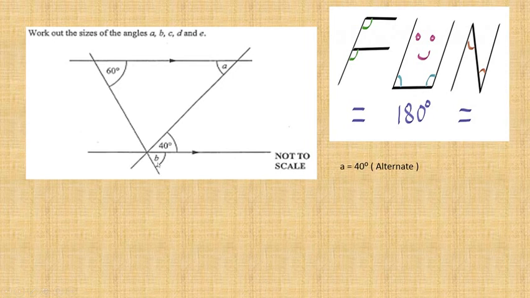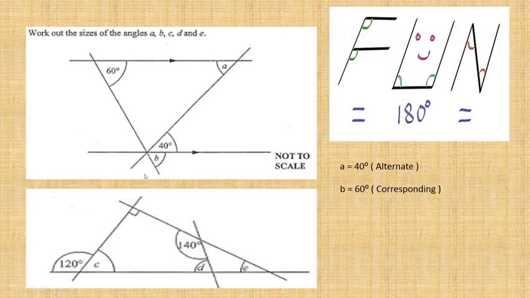And after that, with calculating the angle B, I have to be flexible. So angle B is equal to 60 because it's forming the letter F, which is corresponding angles. And here, for angle C, to calculate angle C, it's very easy. I know that this is a straight angle. It's 180 degrees. So 180 minus 120, so it's going to be 60 degrees because they are angles on a straight line. This is a straight angle.